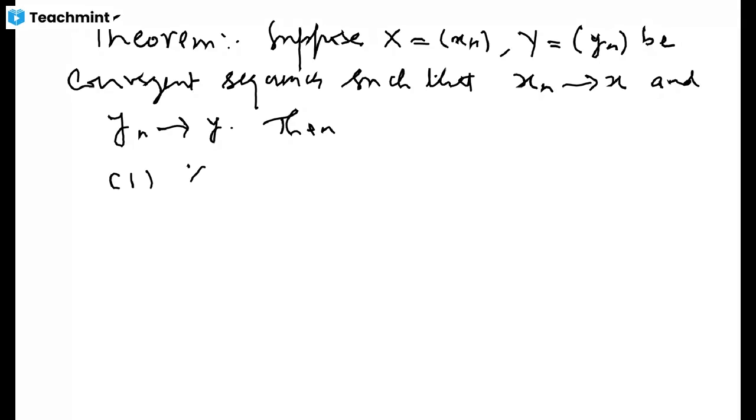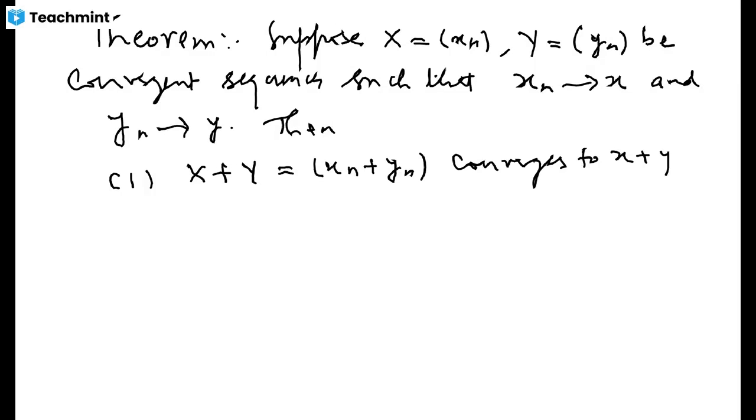We remember that the sum of the sequences is defined to be a sequence obtained by taking the sum of the corresponding terms of the sequences. Then this sum is a sequence which converges to the sum of the limits of these two sequences, that is x plus y. And for minus also the same holds.